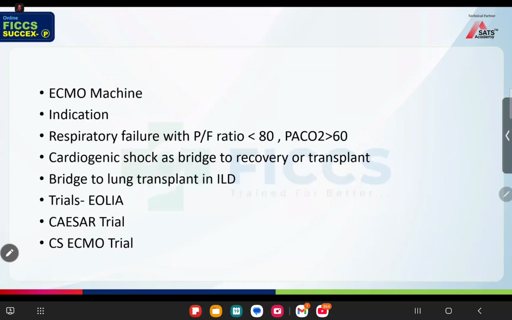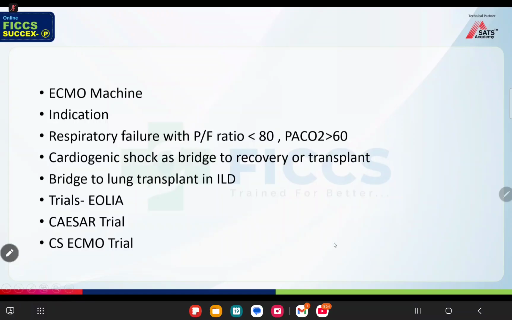Yes, ma'am. So, ECMO machine indications. Respiratory failure, you said it right, COPD patients, bronchial asthma patients, but I was expecting that you would say ARDS, right? Actually, at that moment, I missed it. Very commonly we use it in ARDS, and the indication is when the PF ratio is going below 80 or PaCO2 is persistently increasing above 60 with significant acidosis.